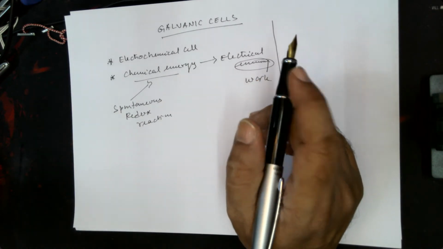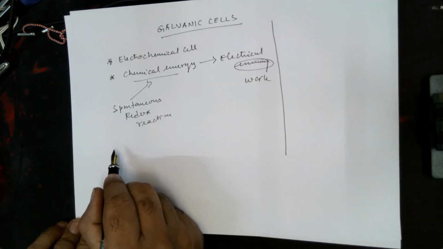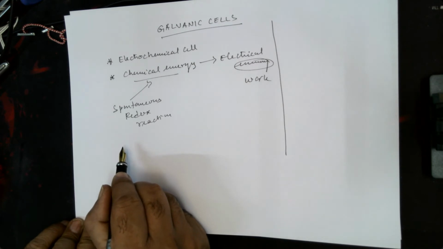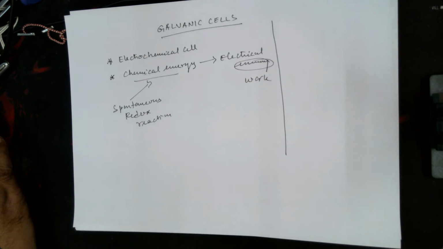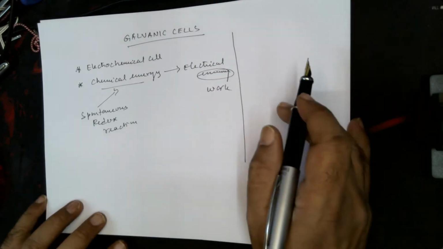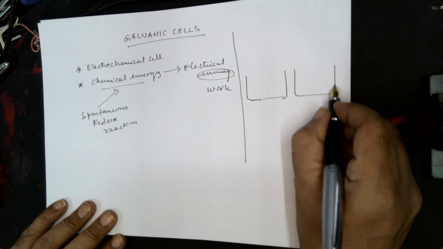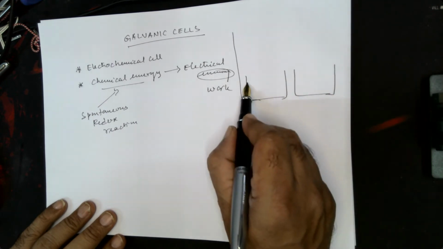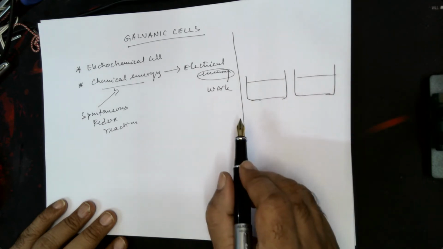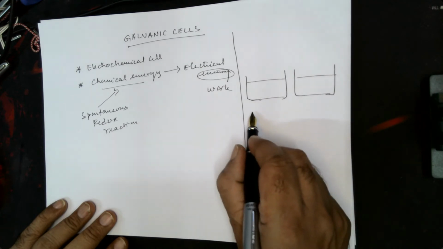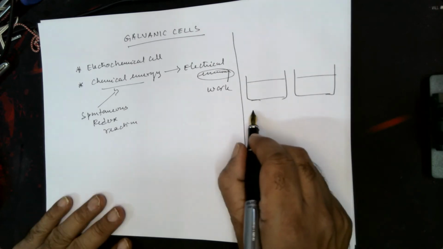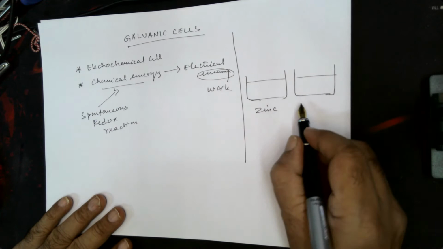Let me consider a Daniel cell where we have the zinc electrode and copper electrode. Let me represent the Daniel cell in two electrolytic baths like this. These are two electrolytic baths. One is containing a salt of zinc solution, containing some zinc salt. Another is copper salt.